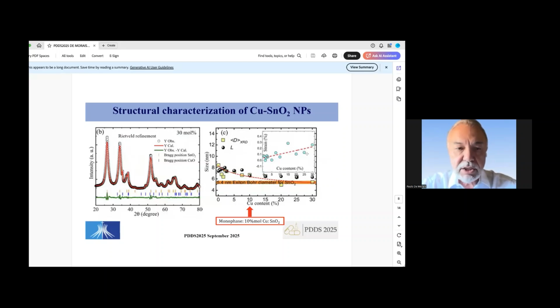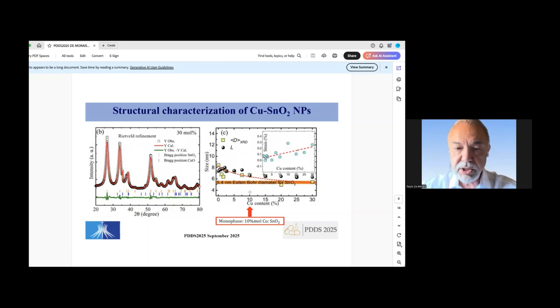So regarding the structural characterization, I can show you the X-ray diffraction on the left-hand side, and all the data we performed the Rietveld refinement, and this is the 30 mole percent copper doped sample. And on the right-hand side, I can show you the size of the nanoparticles in nanometers as a function of copper content. And you see that there is a systematic decrease in the mean size of the nanoparticles as the copper content increases from 0 up to 30%.